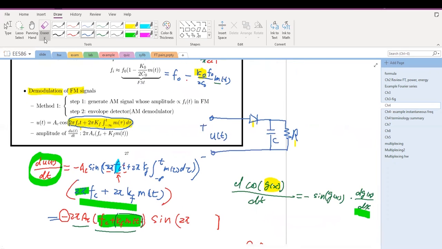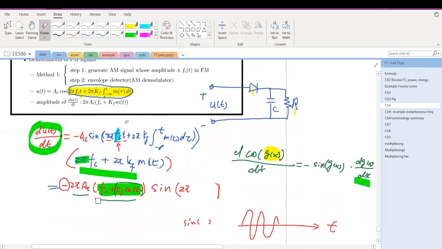Now let's do a little recap. To obtain the message from the FM modulated signal, first we take the derivative to generate an AM signal, with the amplitude proportional to the message, that's here. And then we use the envelope detector to detect the envelope. We can obtain the message.